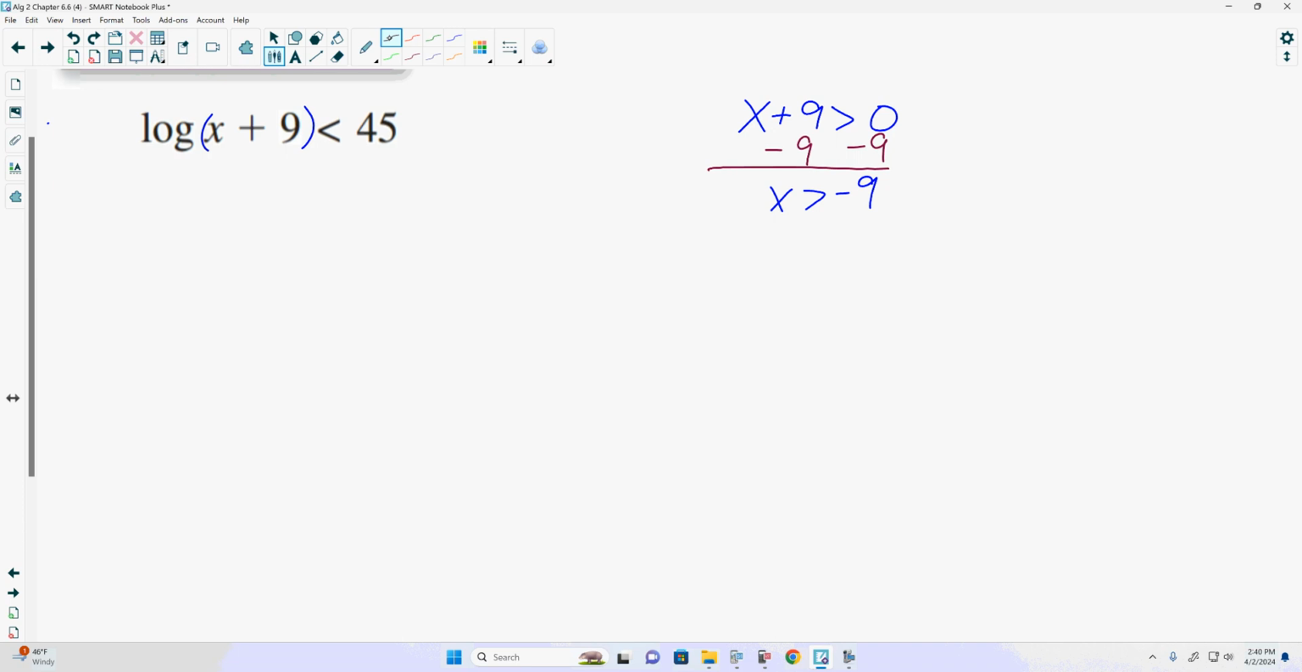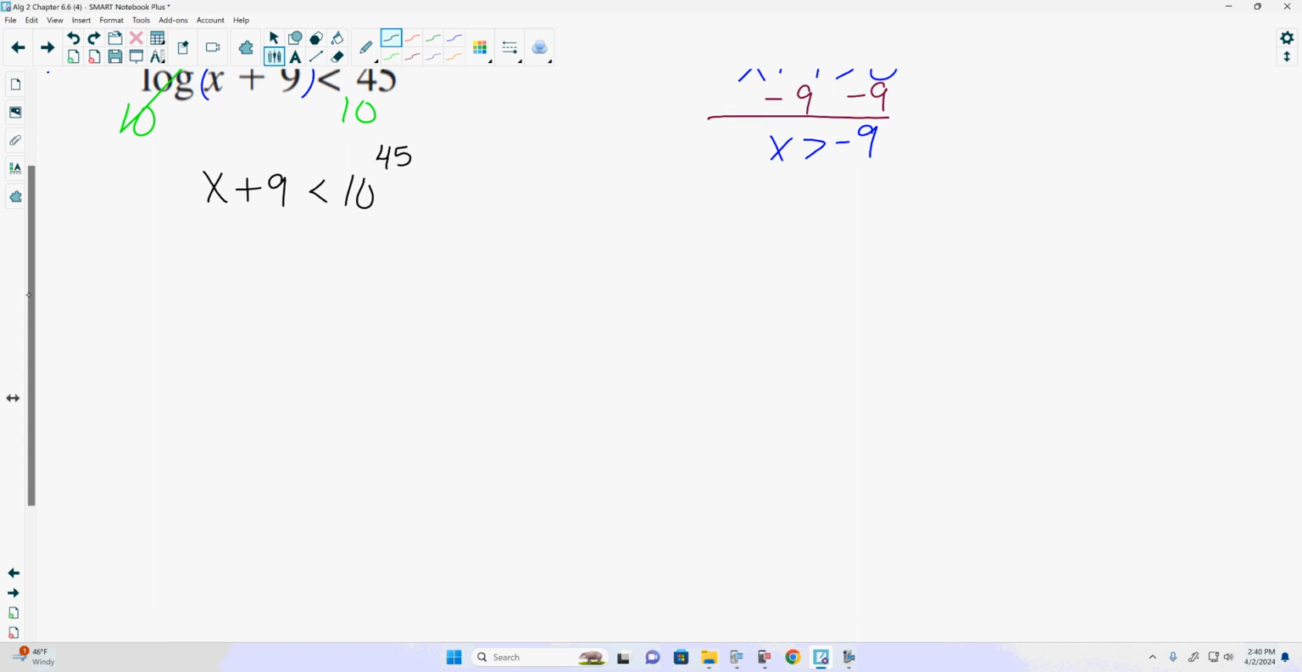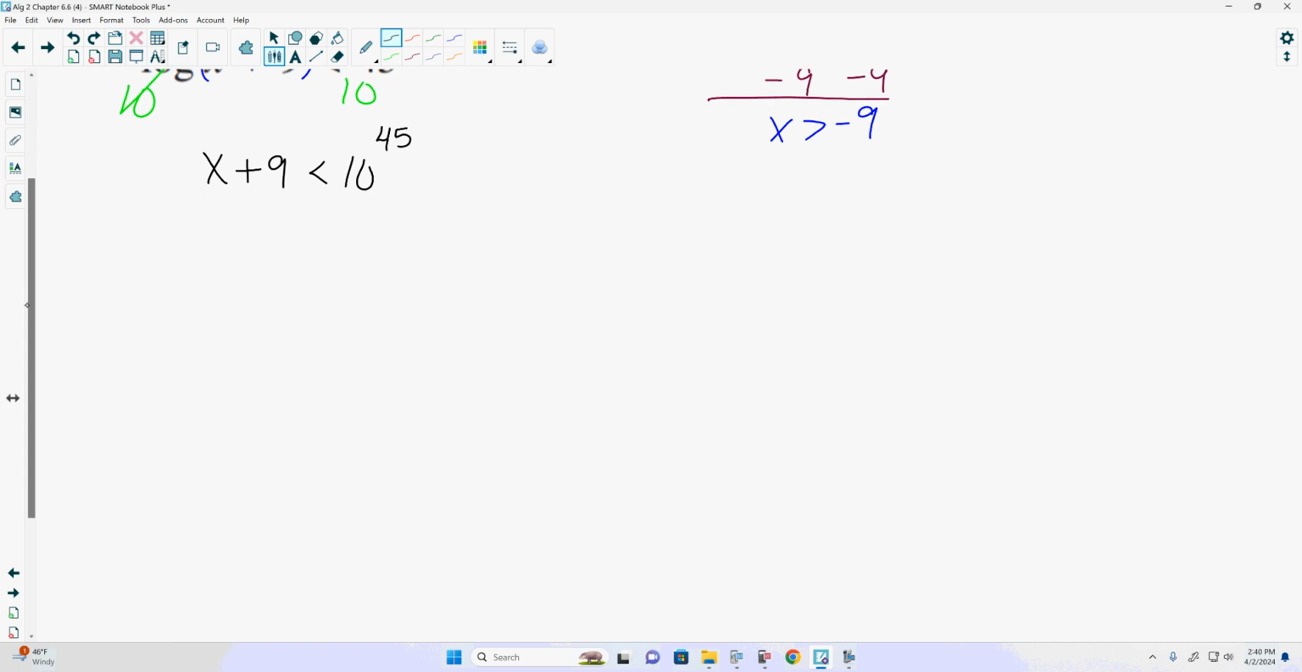Okay. What do we put both sides to the base of? 10. Because our 10 and log would cancel, leaving us x plus 9 is less than 10 to the 45th. Is 10 to the 45th a nice number? No, it's a massive number, 46 digits long. So we're going to leave it as 10 to the 45th.